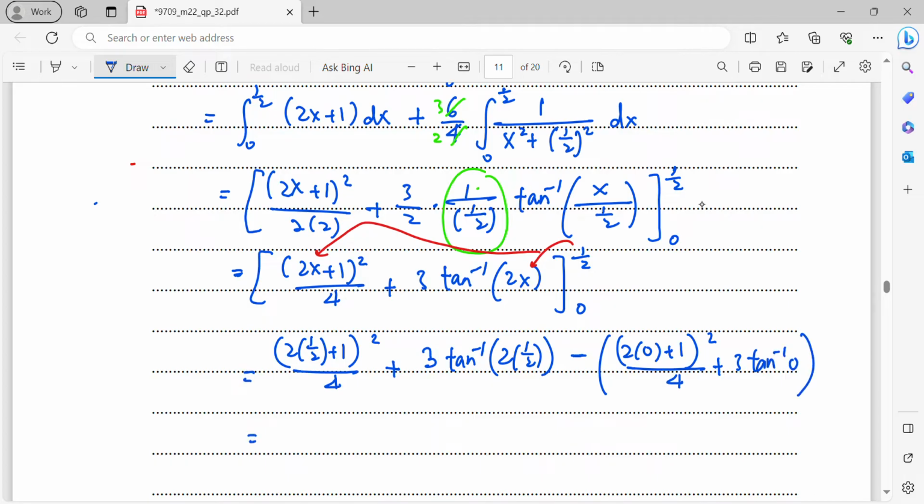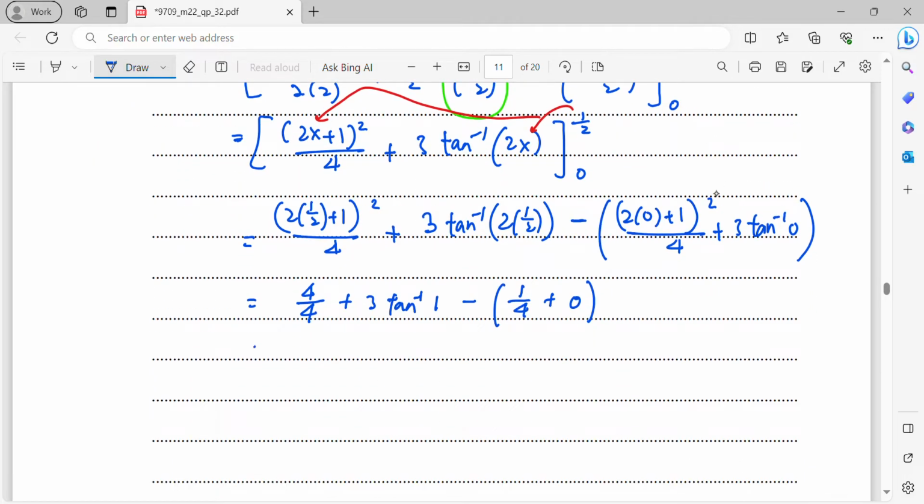Okay, so here I will get 2 times half is 1. 1 plus 1 is 2. 2 squared, I get 4. Plus 3 inverse tangent, 2 times half is 1. Then minus 2 times 0 is 0. 0 plus 1 is 1. So 1 squared is 1 over 4. After that, inverse tangent 0 is 0. So here plus 0.